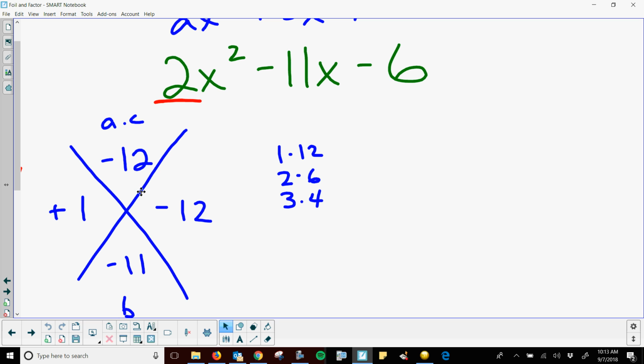We need two numbers that multiply to the top and add or subtract to the bottom. Well, once we list our factors and know that we need a negative, negative means different signs. Different signs subtract, keep the sign of the larger one. So we found our answer. Here's where it gets a little bit different.